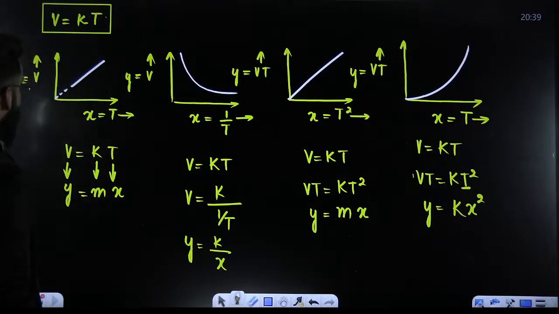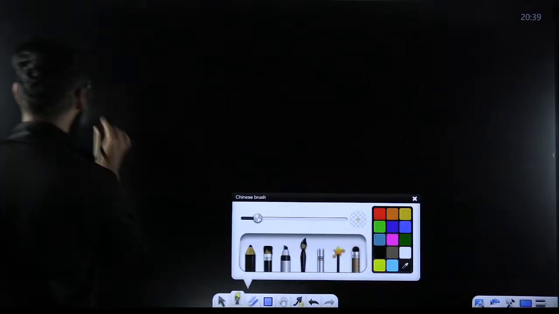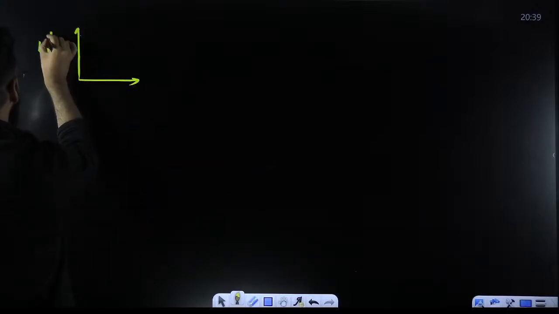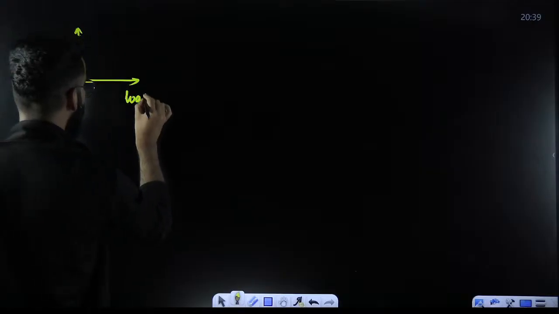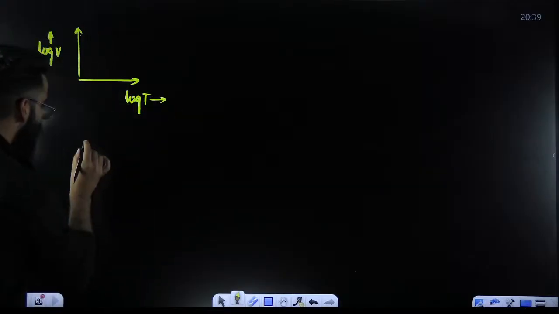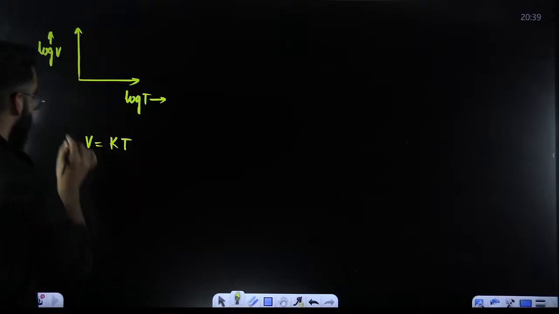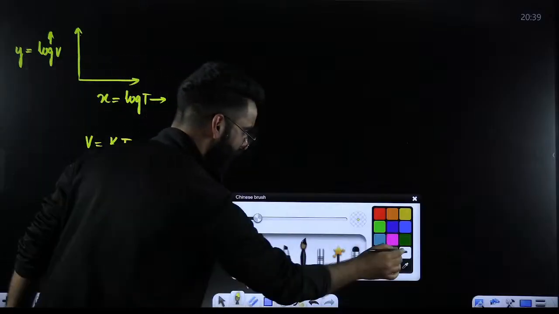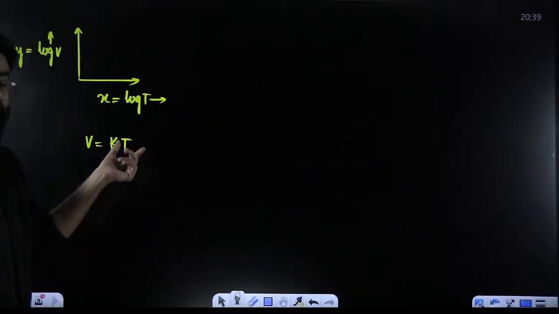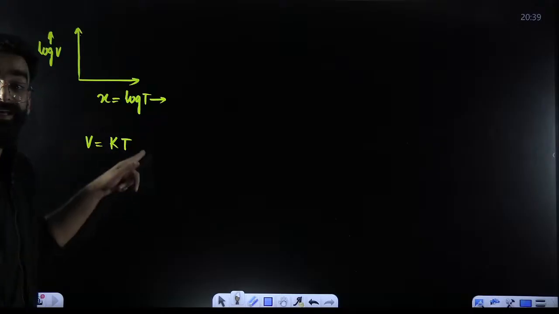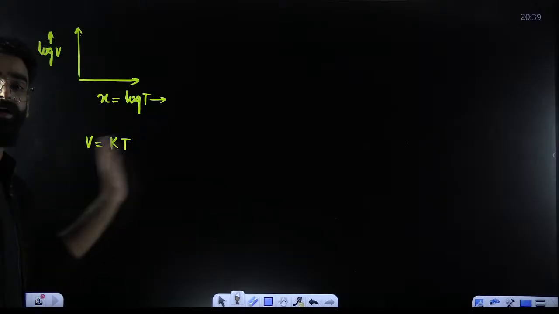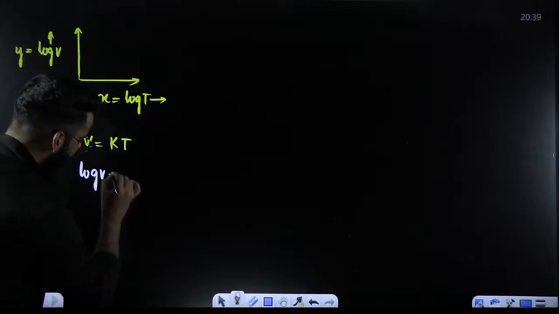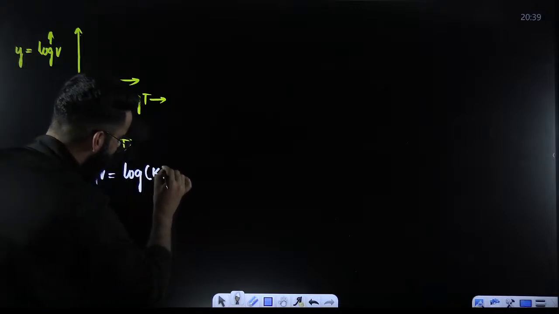Perfect. Can you let me know the nature of the curve between log of V and log of T? The basic equation you already know. What is that? V is nothing but K multiplied by T. But along the y-axis, what am I plotting? Log V. Along the x-axis, what am I plotting? Log T. Over here, you have got V is equal to KT. But what do I need? I need log V here. I need log T here. So how do I get it? I'll be taking log throughout this equation, right? So it becomes log of V is equal to log of K multiplied by T, right?